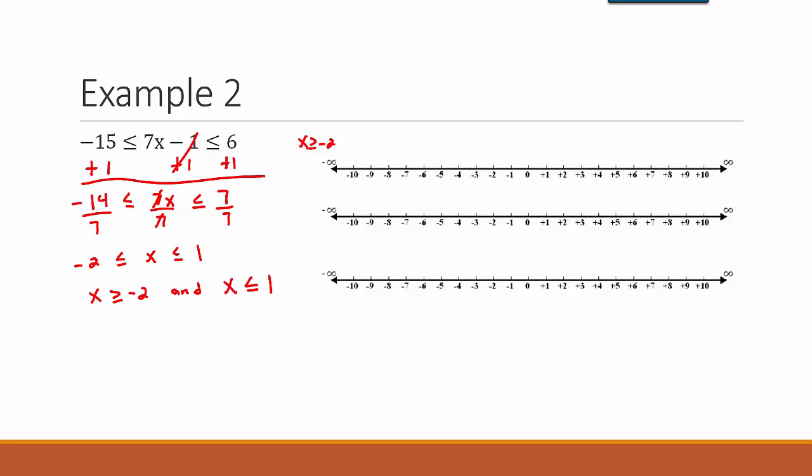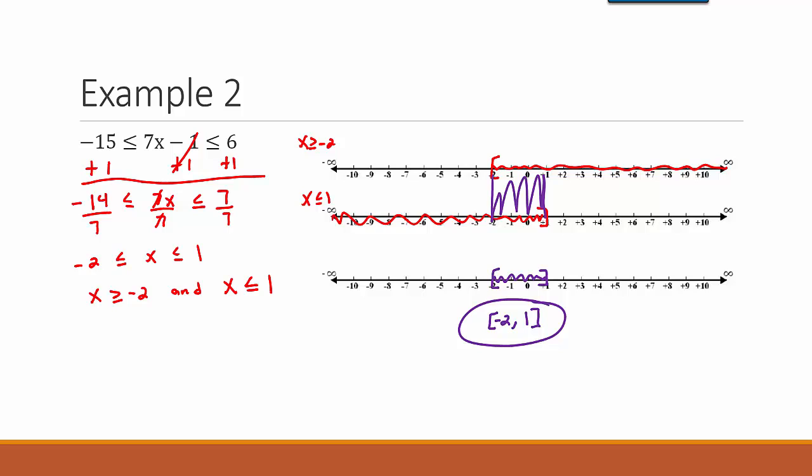So again, I have the or equal to bar, so I have a bracket. Greater than would be to the right. X is less than or equal to 1. So again, I have the bracket at positive 1. Shading to the left. So where the two graphs overlap, that is my final solution. So you can see that the two graphs are both shaded from negative 2 to positive 1. And we have brackets on each end. So that would be my solution. Bracket negative 2, comma, 1, bracket would be my solution.